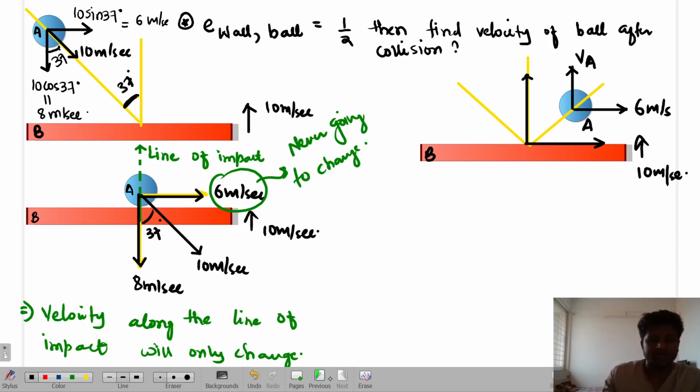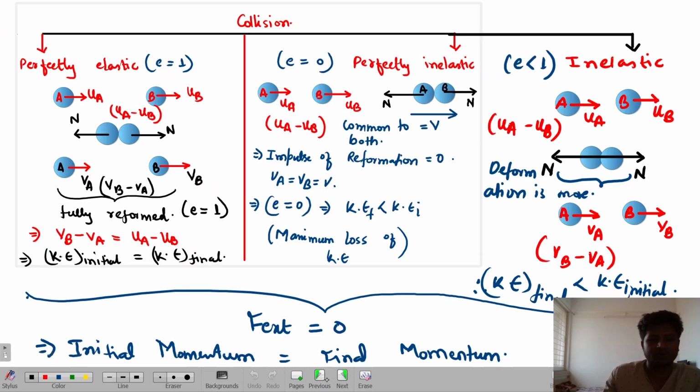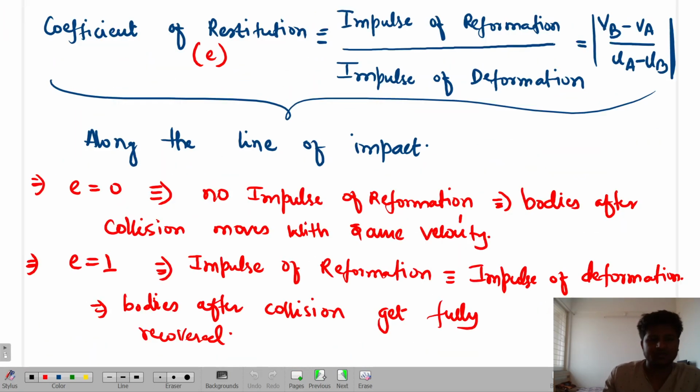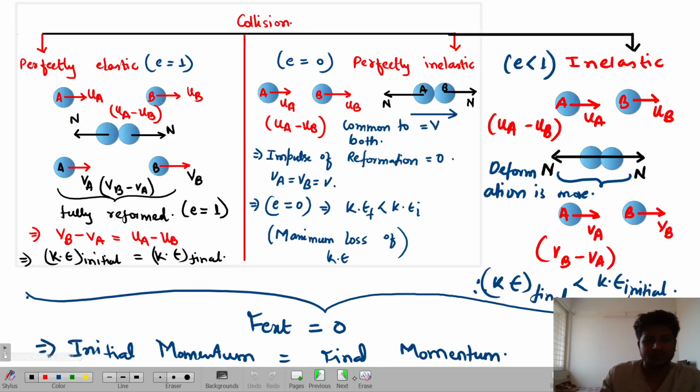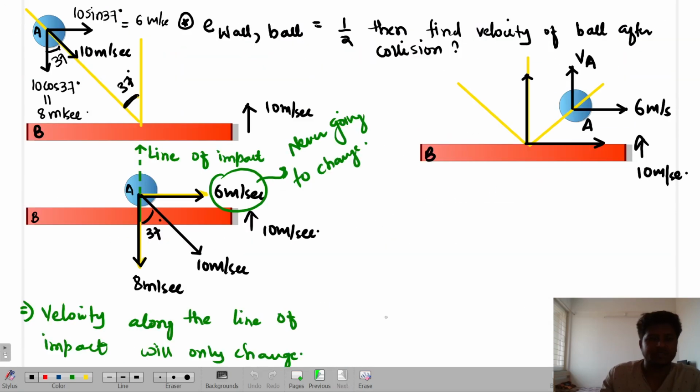And remember that this coefficient of restitution formula, whichever coefficient of restitution formula, is only along the line of impact, isn't it? So we have to only take the velocities along the line of impact. So this 8 meter per second, I treat it as velocity of A, U of A, and this 10 meter per second is U of B. V of B is still the same, which is 10 meter per second in forward direction. Are you able to get me or not?